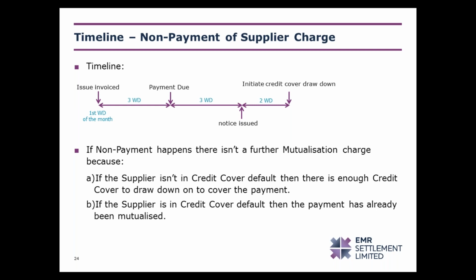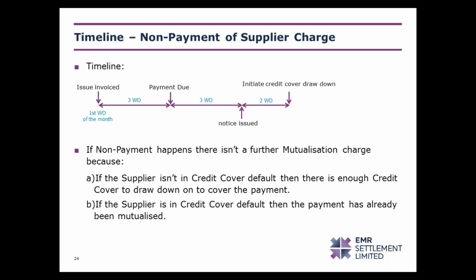There is no further mutualisation because, again, it's already happened. If the supplier isn't in credit cover default and mutualisation didn't happen to start off with, then there should be enough credit cover to draw down on to cover the payment. So all's good there. But if the supplier is in credit cover default, then we've already collected the money when the payments are due from that invoice from other suppliers. Please note that this timeline works for the supplier charge, but it's a slightly different timeline when there's a payment default on reconciliation, just because of the nature of those timelines that we'll come on to later.